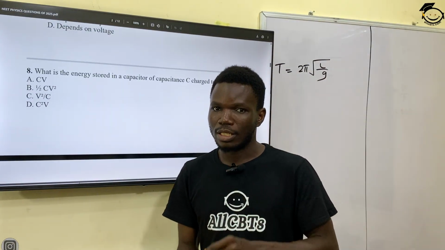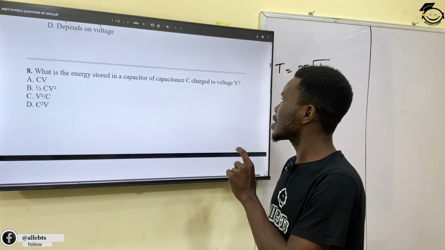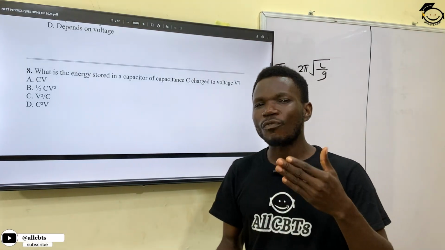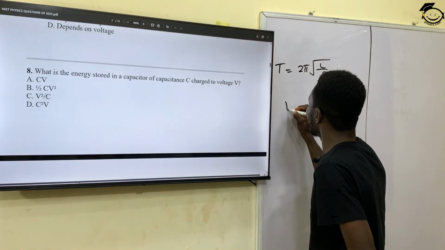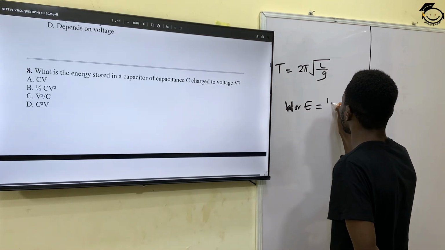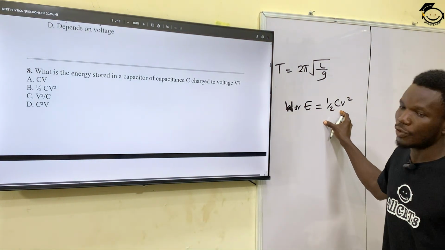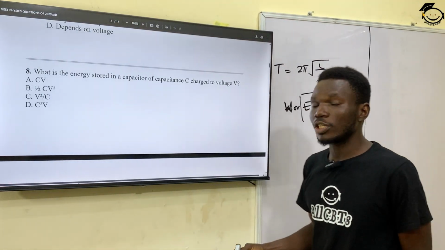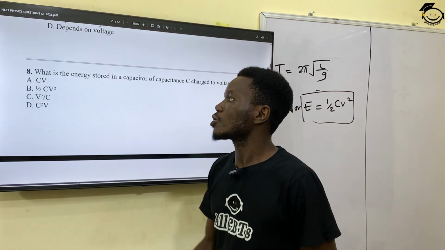Question number 8 says, what is the energy stored in a capacitor of capacitance C charged to voltage V? What they're simply asking you is, what is the formula for calculating the work done on a capacitor? And we know that the work done in a capacitor, or energy stored in a capacitor, is equal to half CV squared. The product of the capacitance times the voltage, half of it. This will give you the formula for calculating the work done in a capacitor. So we're looking for the correct answer to this question. So looking at our options here, it means that our correct answer is option B.